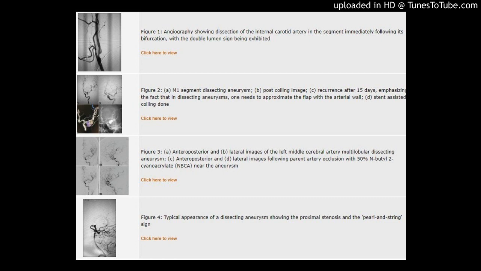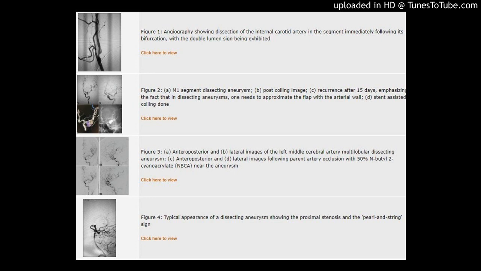Figure 1, angiography showing dissection of the internal carotid artery in the segment immediately following its bifurcation, with the double lumen sign being exhibited. Figure 2, A, M1 segment dissecting aneurysm, B, post-coiling image, C, recurrence after 15 days, emphasizing the fact that in dissecting aneurysms, one needs to approximate the flap with the arterial wall, D, stent-assisted coiling done.